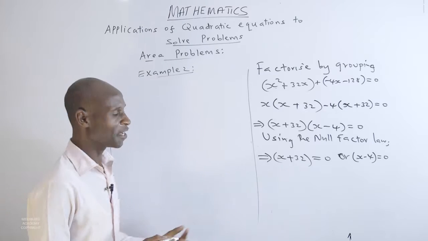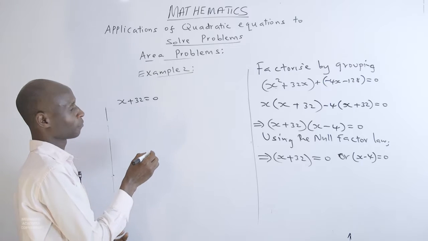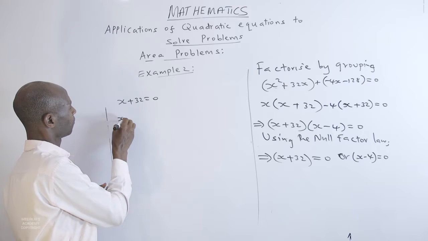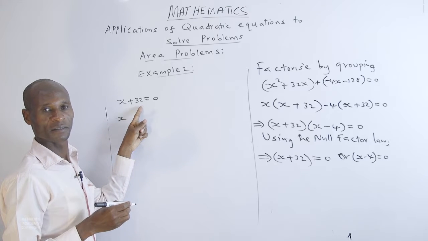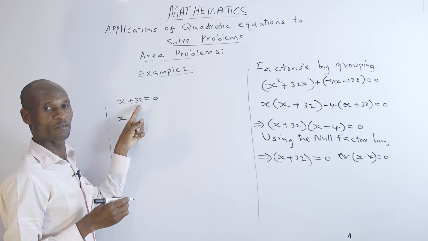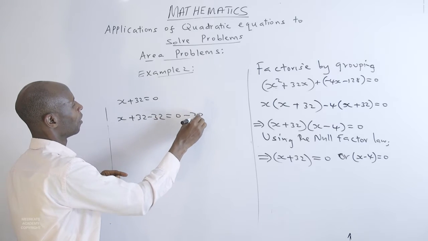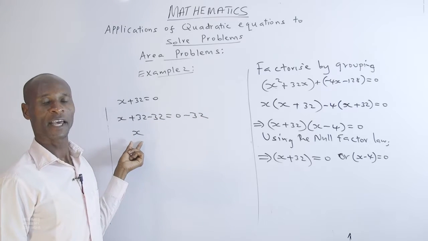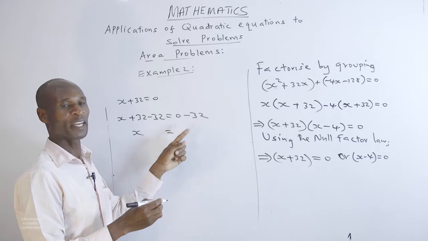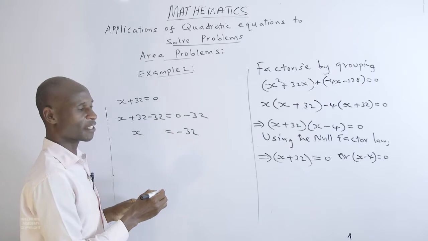So at that point, we pick the first linear factor, then find the value of x. What will be the value of x? To obtain the value of x, subtract 32 from both sides. On the left-hand side, we are left with x. On the right-hand side, we have 0 minus 32, which is minus 32. So that's the first value of x.